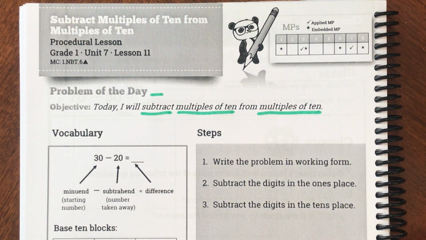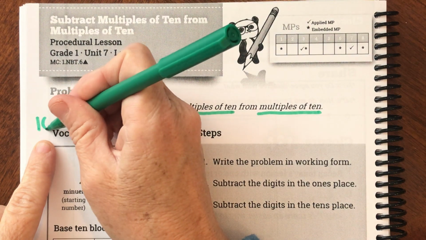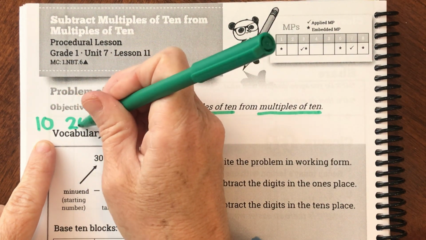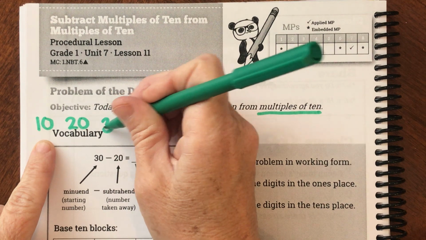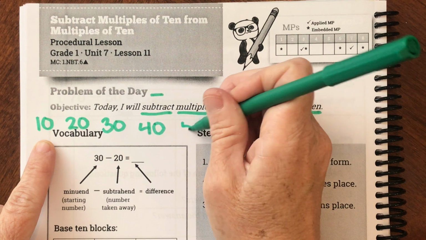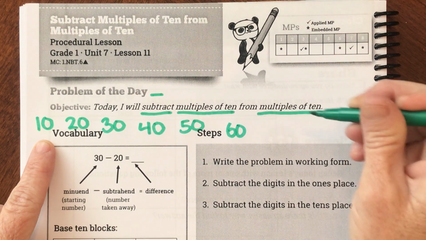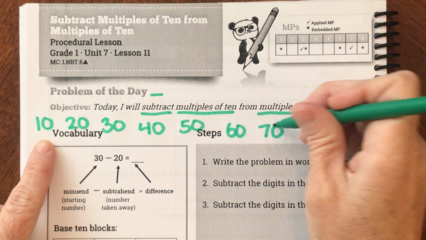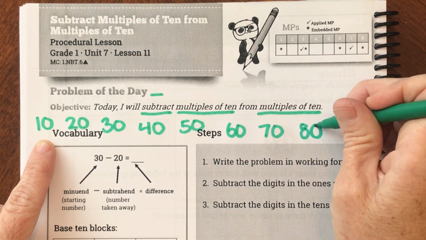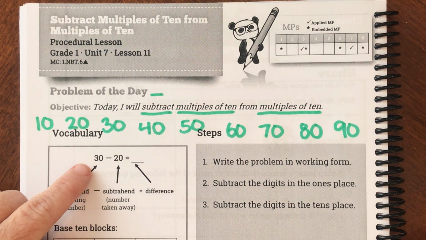Okay, so what does that mean, friends? Remember we talked about our multiples of 10? Multiples of 10 are if we skip count by 10. So what are they? Let's write them. Multiples of 10 are 10, 20, 30, 40, 50, 60, 70, 80, and 90. Those are what we call multiples of 10, skip counting.